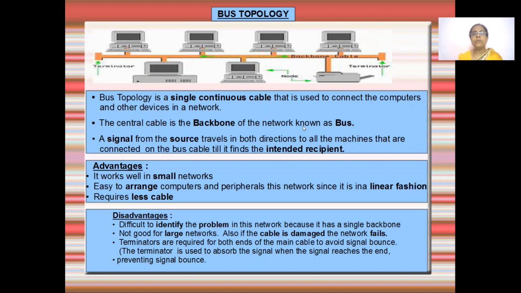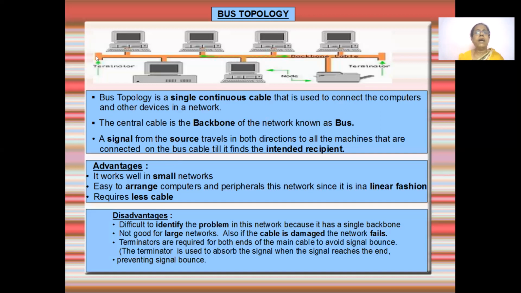A signal from the source travels in both directions, that is from here and from here. It can travel this way also, it can travel this way also. It travels to all the machines that are connected in this bus. Suppose this machine wants to send a message to this machine. It travels in both directions through all the machines that are connected on the bus cable, till it finds its intended recipient. Till it goes to its recipient, it keeps moving.